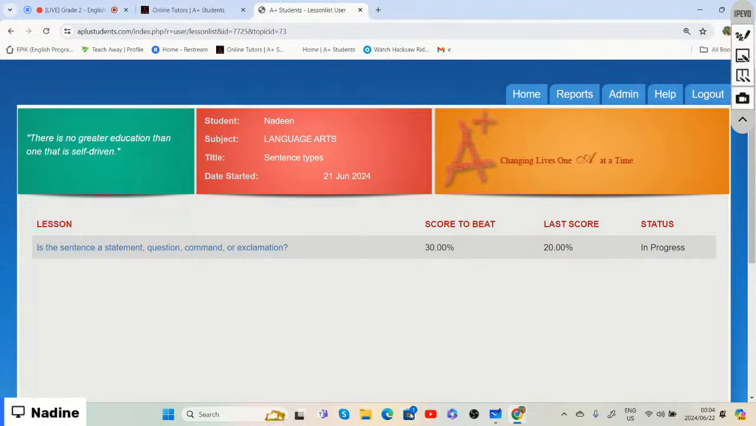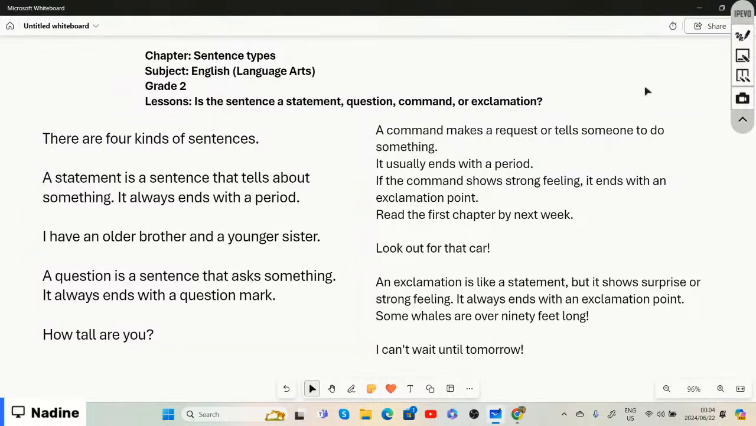All right. So our chapter is sentence types. Our subject is English Language Arts, grade 2, and the lesson that we are focusing on under the chapter of sentence types is: is the sentence a statement, a command, a question, or exclamation? So basically, is the sentence a statement, question, command, or exclamation?